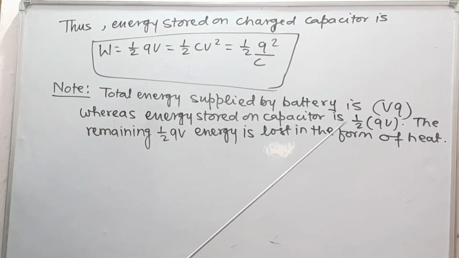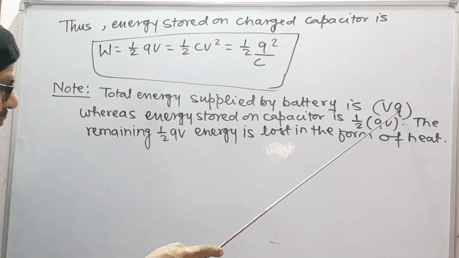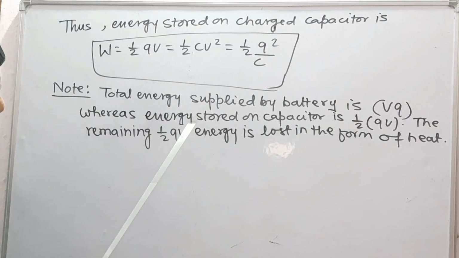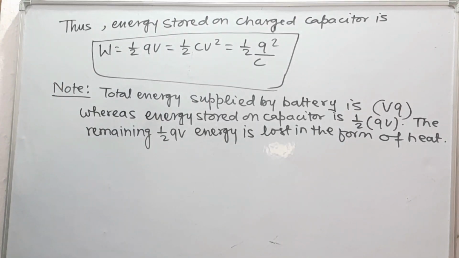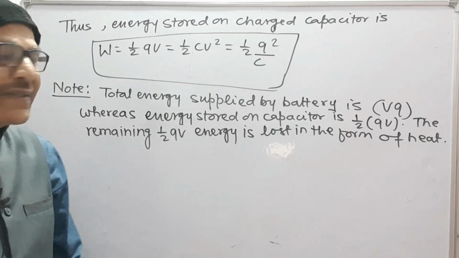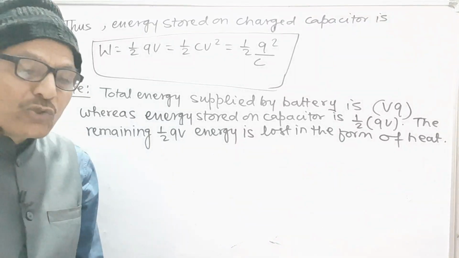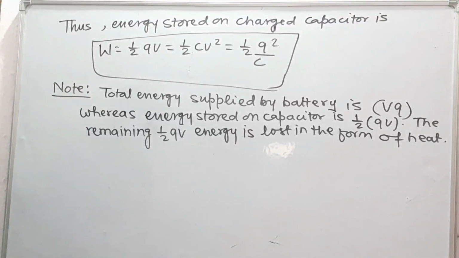Total energy supplied by the battery is voltage into charge, means V into Q, whereas only half QV is stored on the capacitor. The remaining half QV energy is lost in the form of heat, due to which the capacitor gets heated.